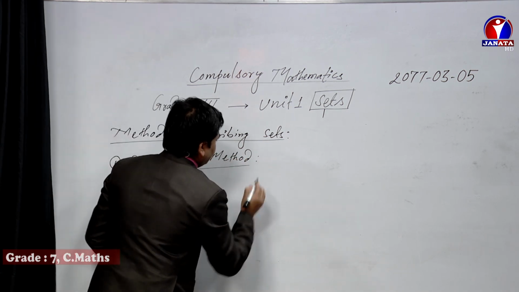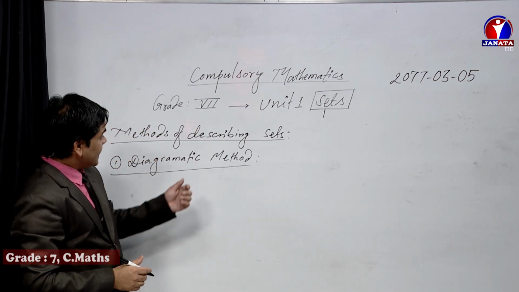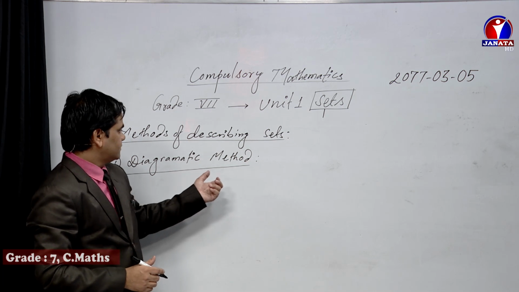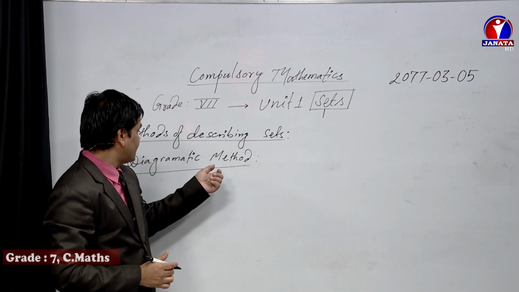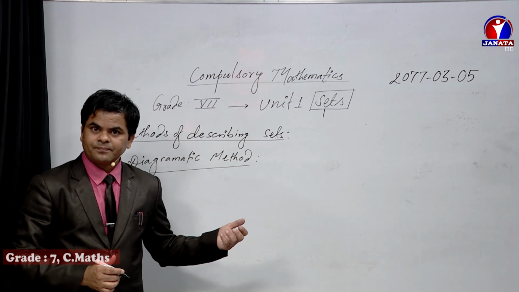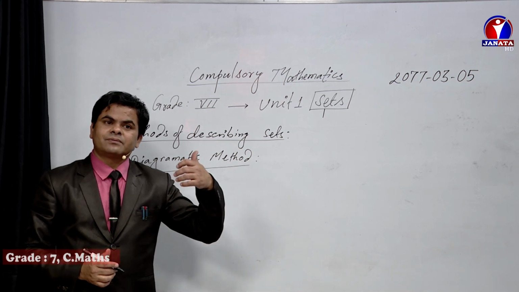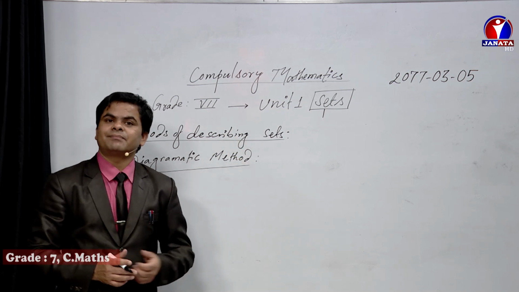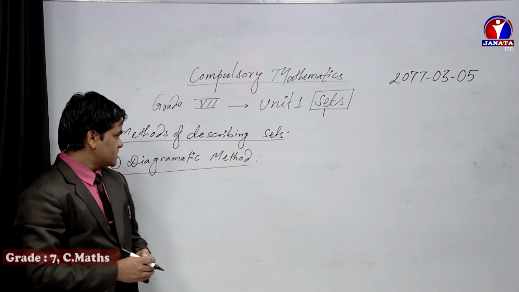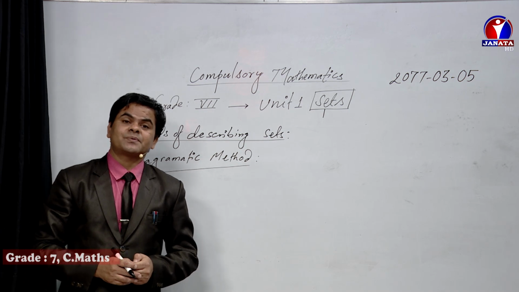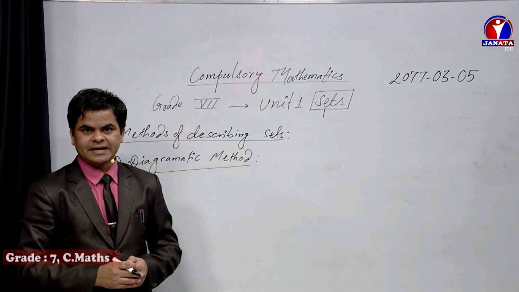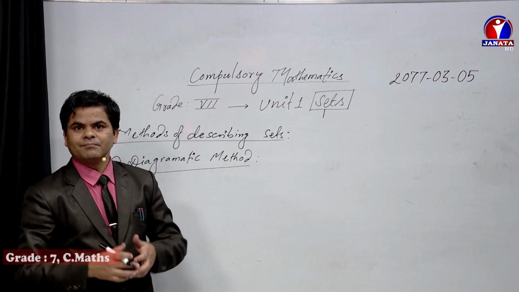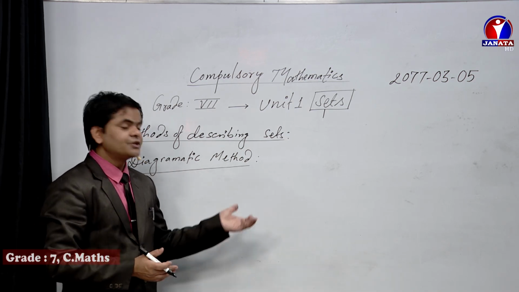Diagrammatic method refers to the systematic representation of set information with the help of diagrams. Especially in case of set we use the Venn diagram. But it does not mean that set information can be represented only in a Venn diagram; maybe in a pie chart as well, maybe in a histogram, maybe in a bar diagram, and so on.